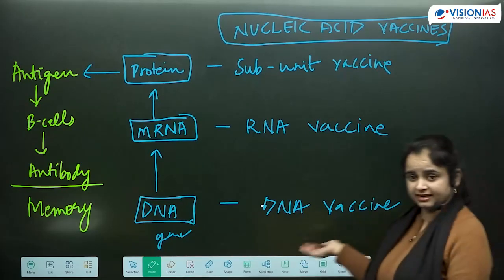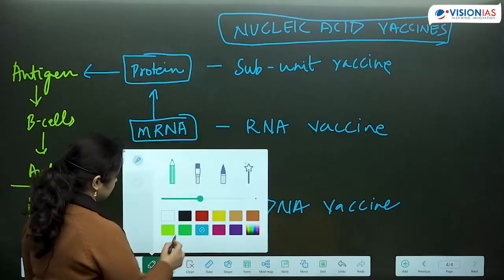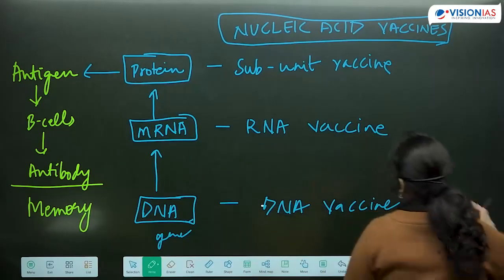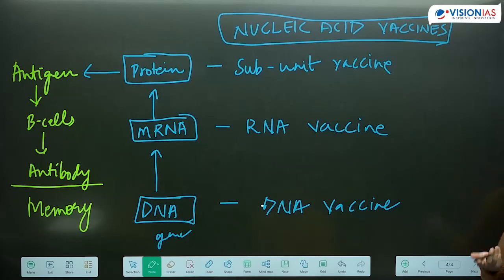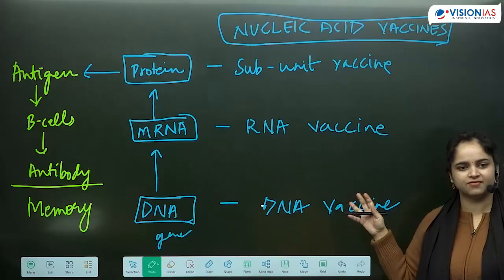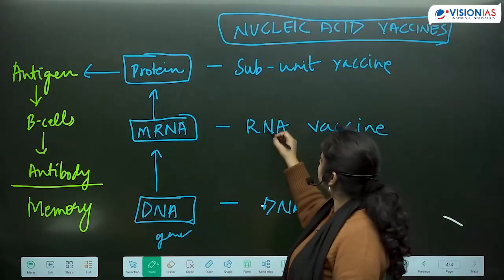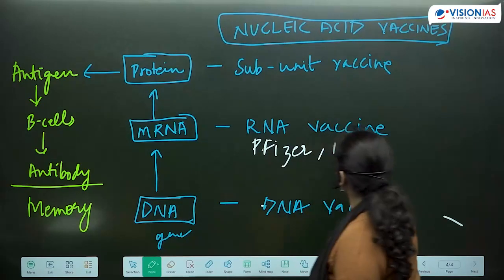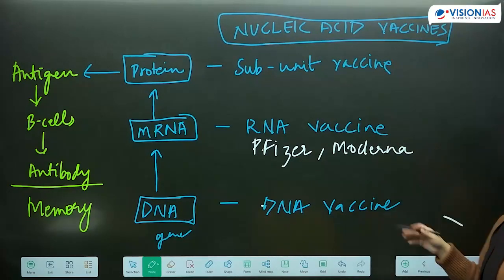For COVID-19, we were able to create both these types of vaccines, and those examples are there with us. RNA in particular was something which was being researched for many years, but now this has successfully come up as a vaccine. One of the most successful vaccines for COVID-19 was the Pfizer and Moderna vaccine. These are two companies which are making COVID-19 vaccines.